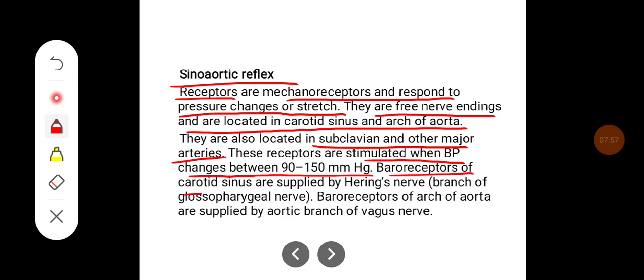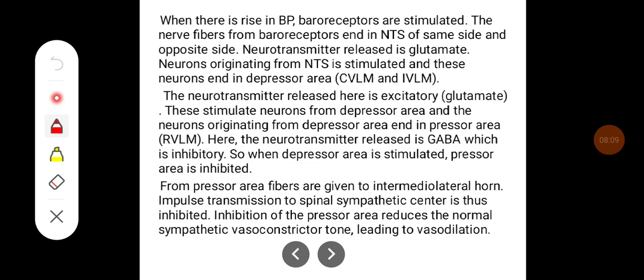Baroreceptors of the carotid sinus are supplied by Hering's nerve, that is a branch of the glossopharyngeal nerve. Baroreceptors of the arch of aorta are supplied by the aortic branch of the vagus nerve. When there is a rise in blood pressure, baroreceptors are stimulated. The nerve fibers from baroreceptors end in nucleus tractus solitarius of the same side and opposite side. Neurotransmitter released here is glutamate.